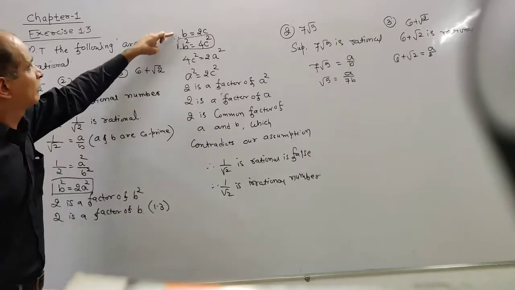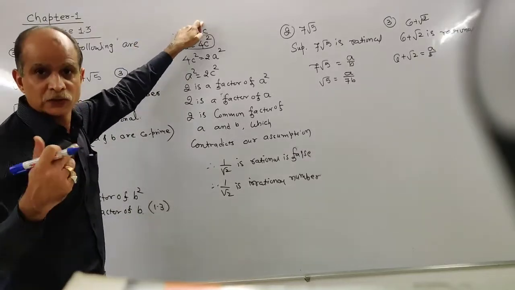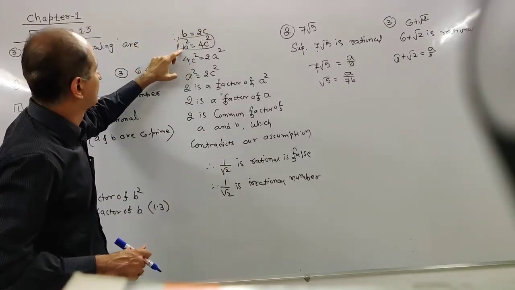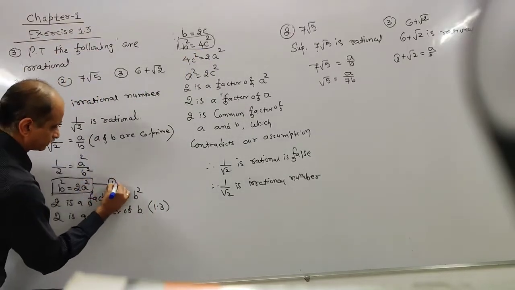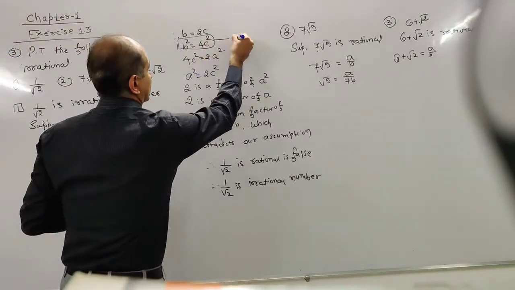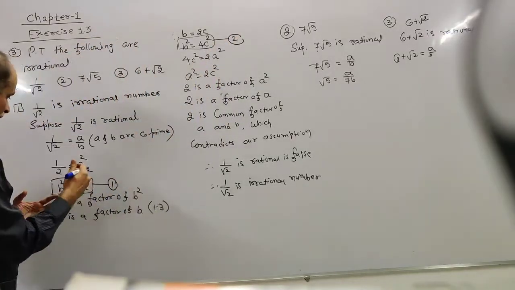So we can write b is equal to 2c. Now square on both the sides, what you get? b square is equal to 4c square. So this is your equation number 1. This one is your equation number 2. Now compare these two equations.